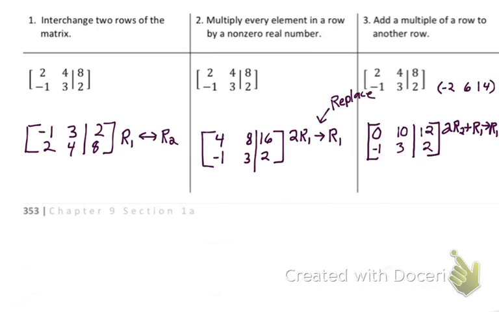So it's not a bad idea to make notes to yourself, especially because at one point we're going to be doing multiple row operations at once. So it's good to have all the numbers you're working with written down somewhere.